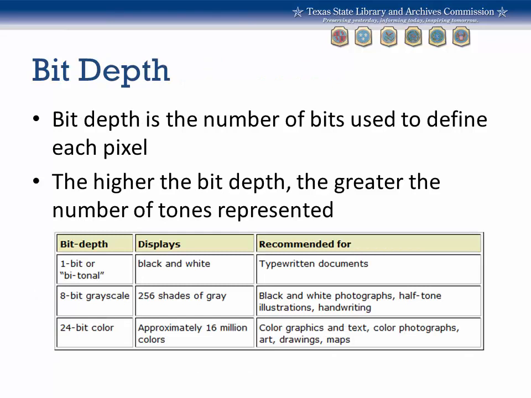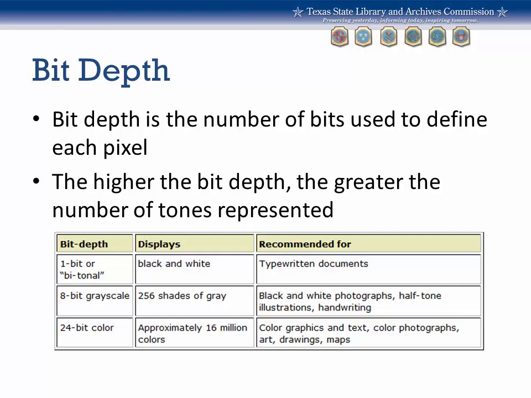Another thing you need to decide is what bit depth you will need. Bit depth refers to the number of bits used to create each pixel, and each pixel is a dot of color on your screen. In general, the higher the bit depth, the greater number of color tones you'll have represented in your image. Another easier way to think of it is bit depth refers to whether the images will be black and white, grayscale, or color. And here's a chart that shows those relationships.